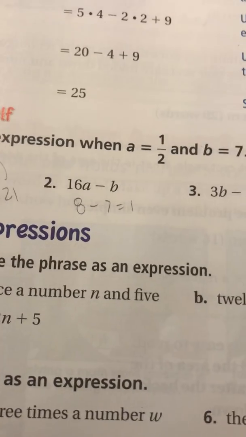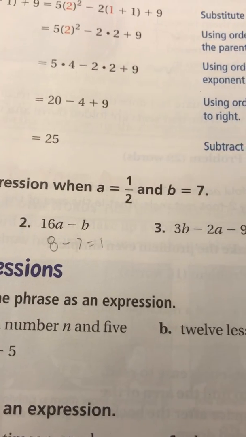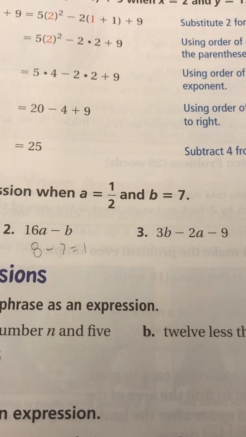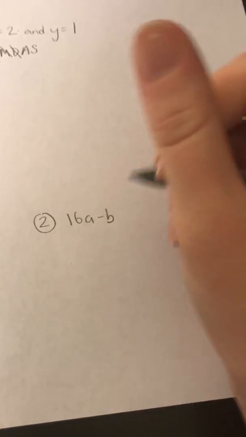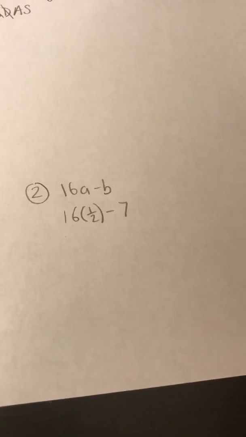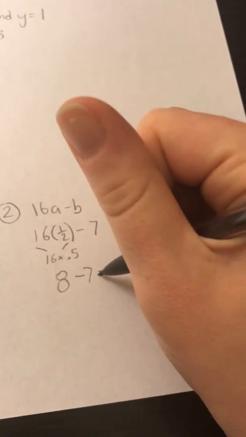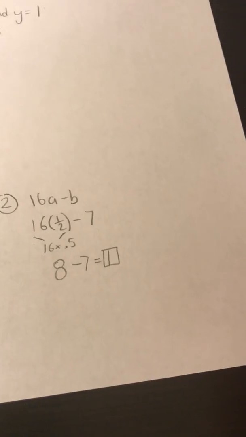The next problem in our book, number 2, says 16a minus b. So 16a minus b is going to be 16 times 1/2 minus 7, because we plugged it in, okay? Because we know that a equaled 1/2 and b equaled 7. 16 times 1/2 would be 16 times 5/10, which would literally just halve our 16, which would give us 8. Okay? Minus 7, 8 minus 7, super easy, so we knew that answer was 1.